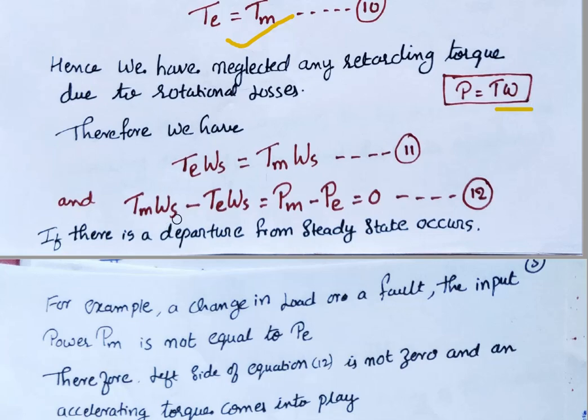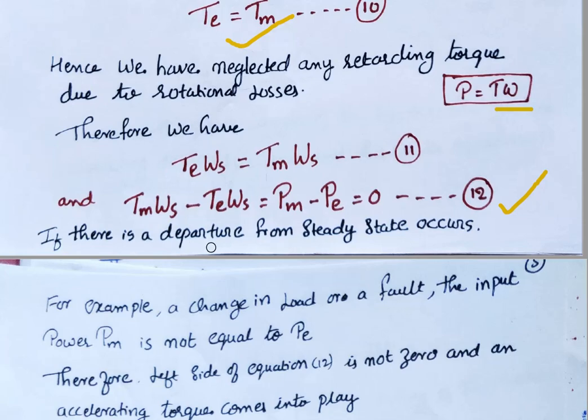Then you can see Tm omega s minus Te omega s equals mechanical power minus electrical power equals 0. Let's consider this as equation 12.